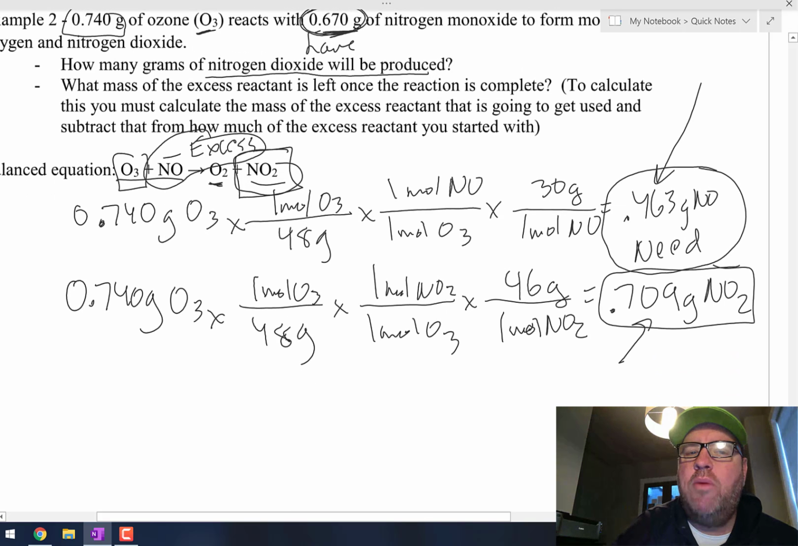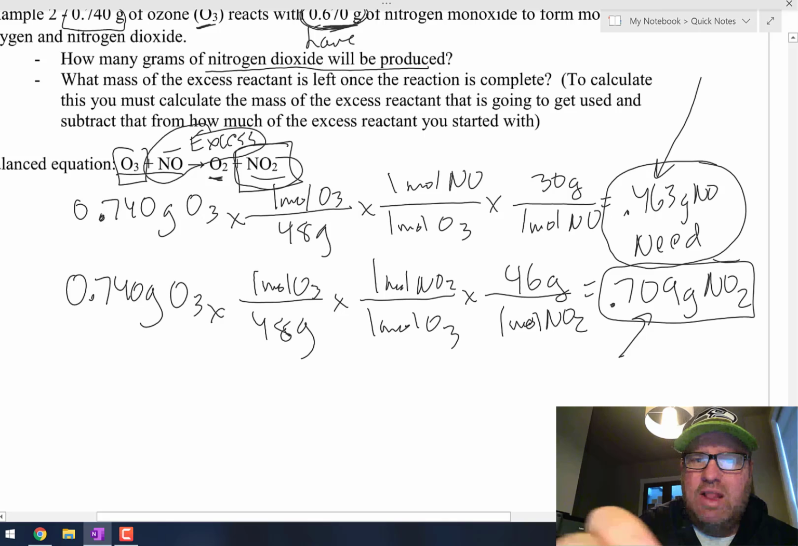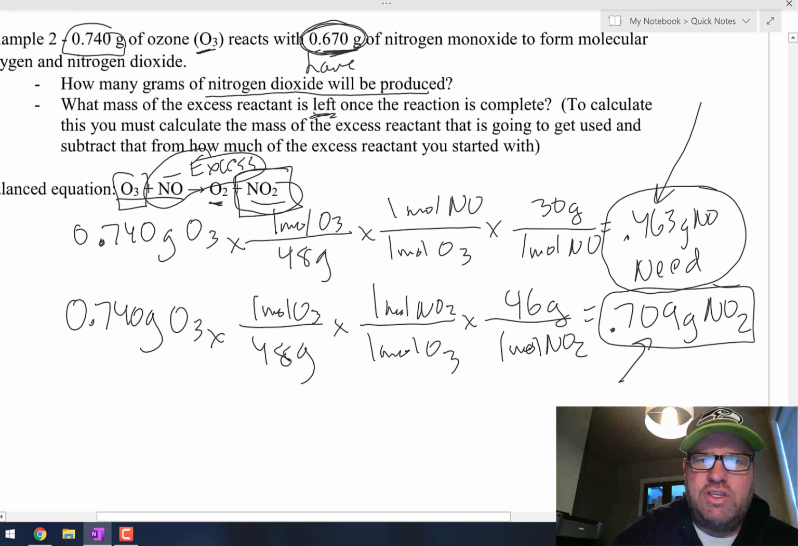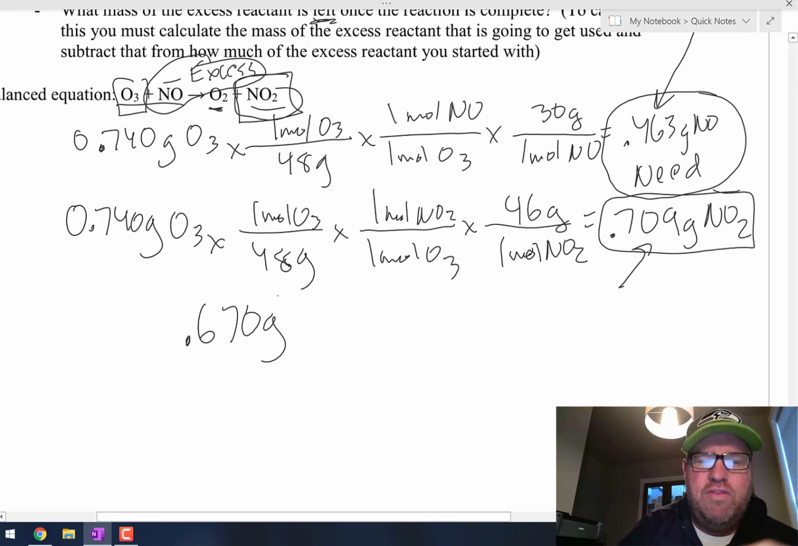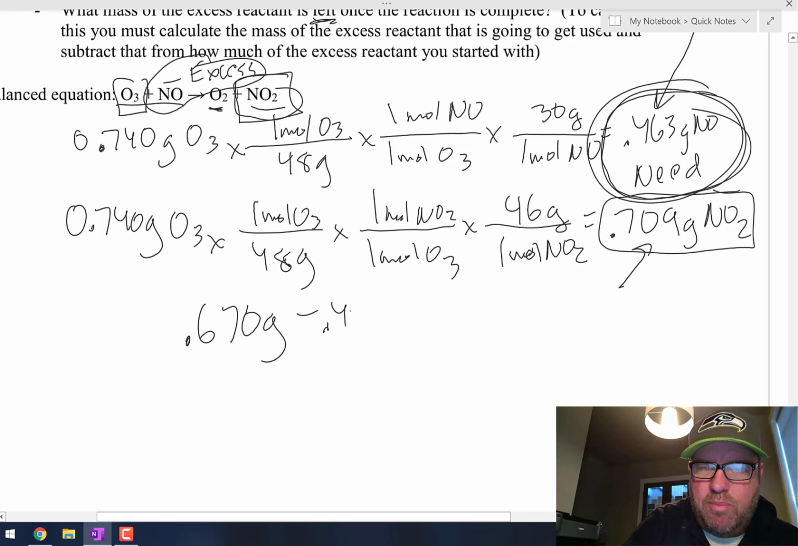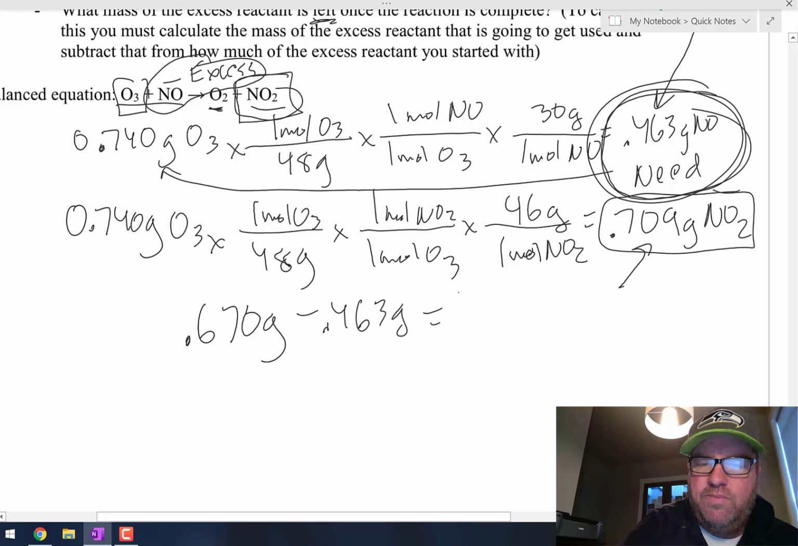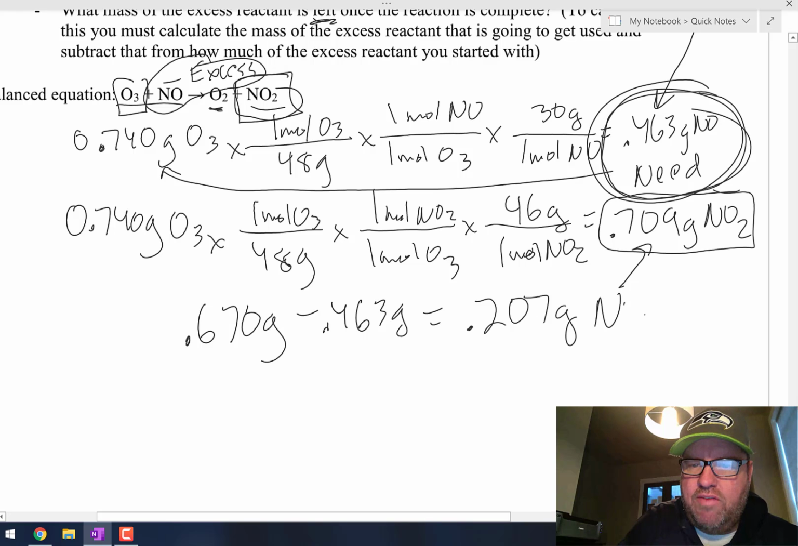Okay, so how much of that excess reactant is going to be left over once the reaction is complete? We're going to have to take the 0.670 grams of NO that we have, and we're going to subtract the 0.463 grams that we're going to need to react with all of that ozone. And that's going to tell us 0.670 minus 0.463 equals 0.207 grams of NO left over.